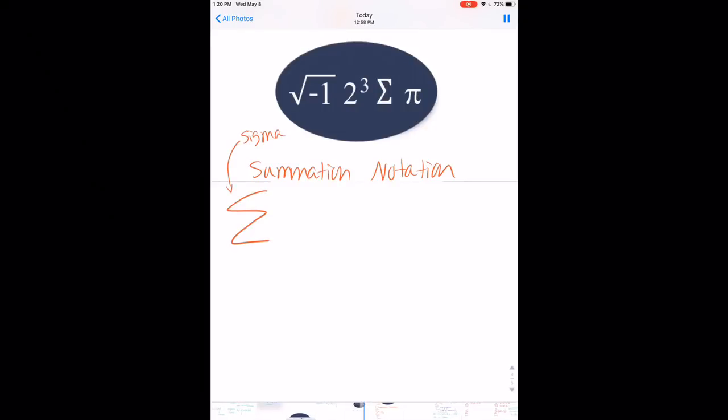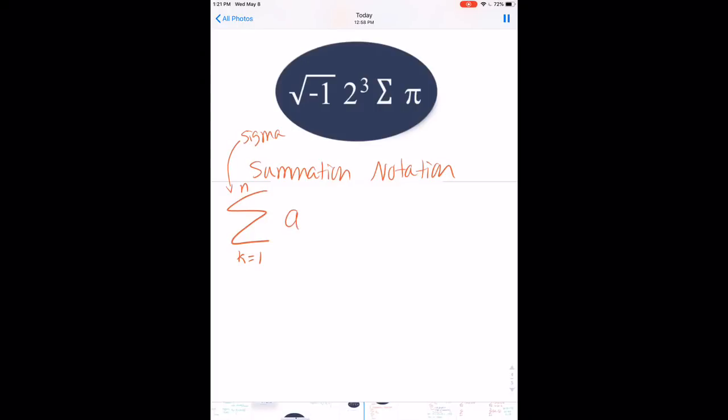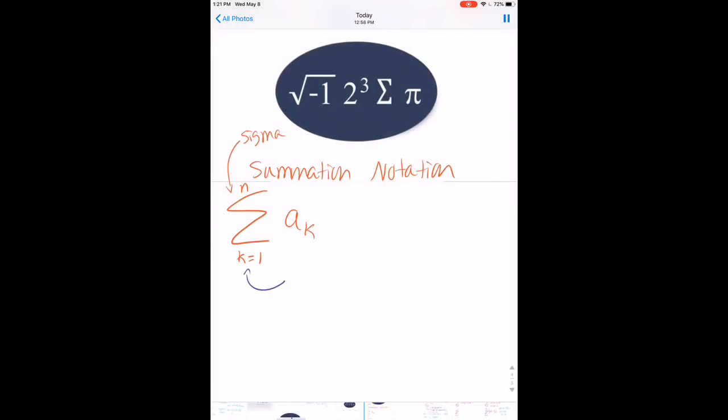And I'm just going to go ahead and label all the parts that you'll see on it. So you'll see a number at the bottom. And it'll be k equals 1 most likely. It could equal anything. And then the number at the top. And some formula on the inside. So here's what all of the different parts are for. So that number at the bottom tells you the first number that you want plugged in to your sequence. It's also called the index of the summation. k is your index.